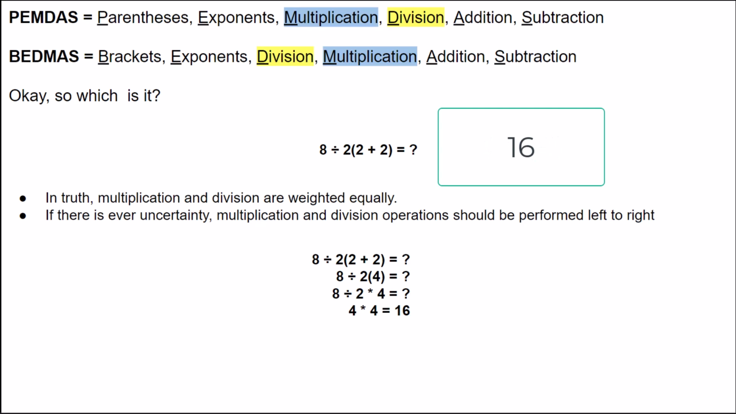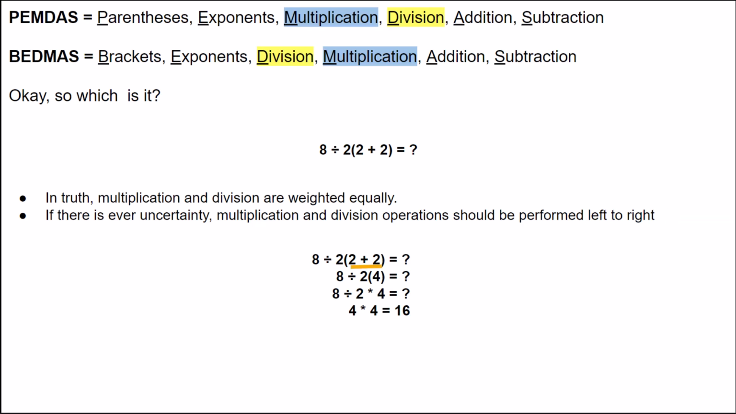So the following rule applies to all problems. Since multiplication and division are weighted equally in orders of operation, if there's ever any uncertainty, multiplication and division operations should be performed left to right. That means if it's unclear which you should do, do them in the order in which they appear. Let's apply that logic to this problem.